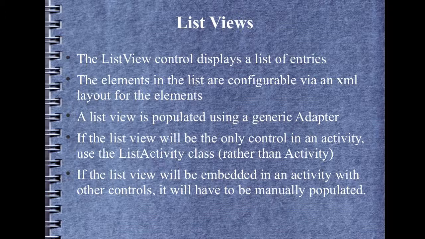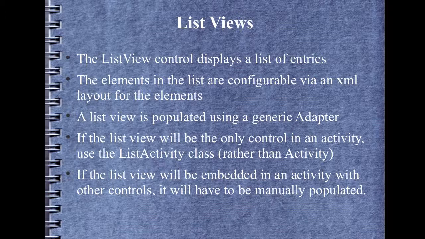List view control is going to display a list of entries. So if we drag out a list view onto our layout XML, the elements of the list are going to be configurable via an XML layout for each element. So if we do this in a main activity, in a subclass of activity, we're going to need two layout XMLs. The first describes the layout of the activity itself, and the second describes the layout of each cell in the list, or each item in the list.